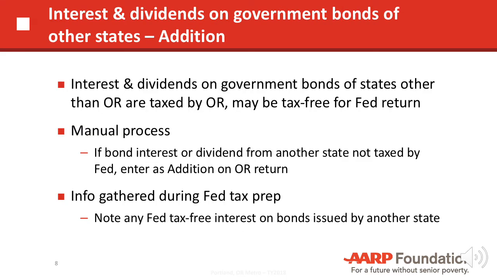Interest and dividends on bonds from the federal government are taxed on your federal return, but anything from state and local governments are not. But any jurisdiction other than Oregon is taxed on the Oregon return.